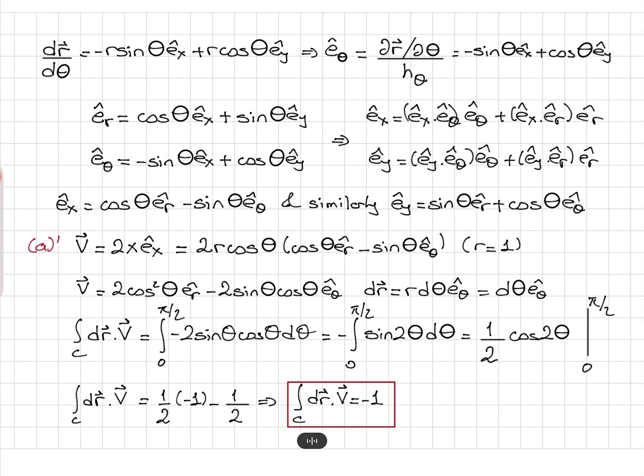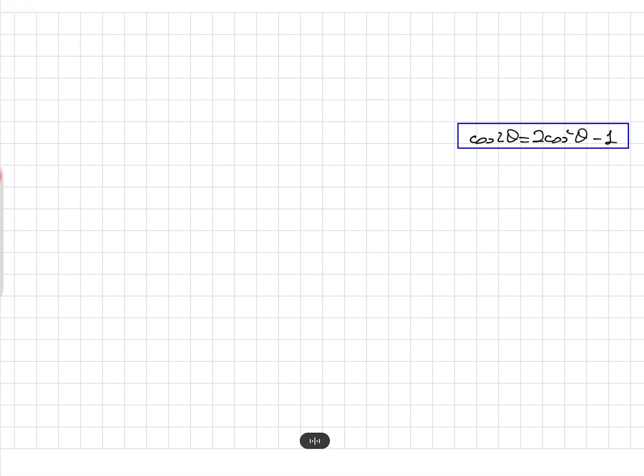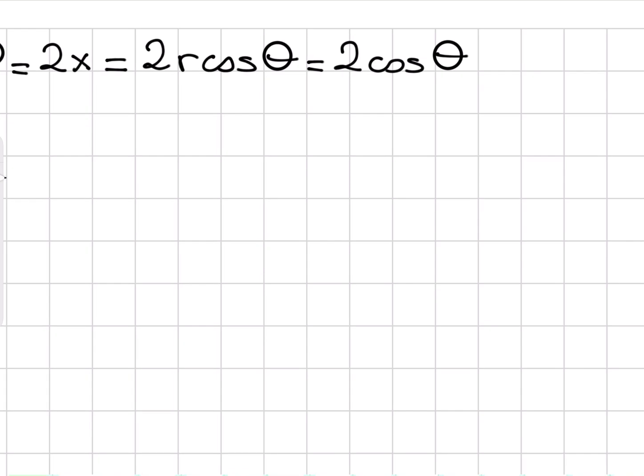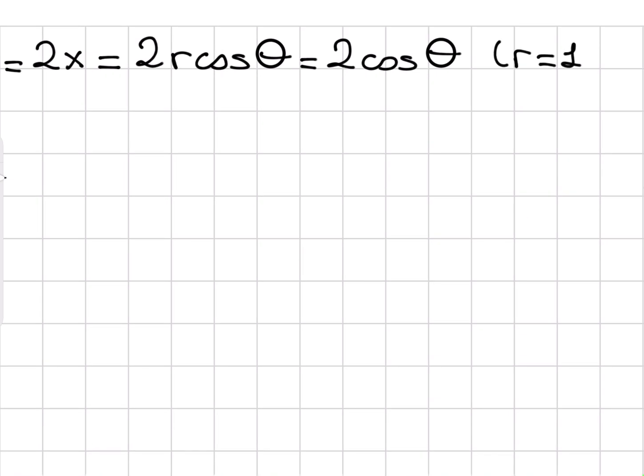Now we're going to do part B of the problem. Part B prime. Our scalar function phi is equal to 2x. This written in polar coordinates is 2r cosine theta, but r is equal to 1. Therefore, this is 2 cosine theta. So we substitute r is equal to 1.